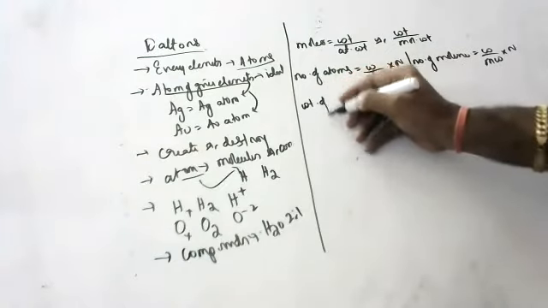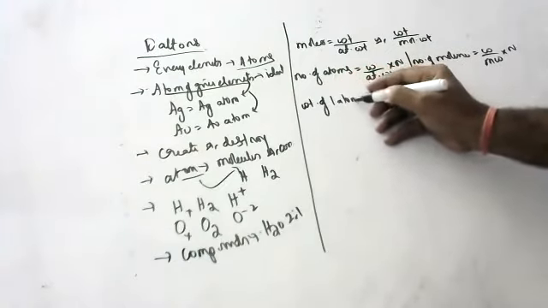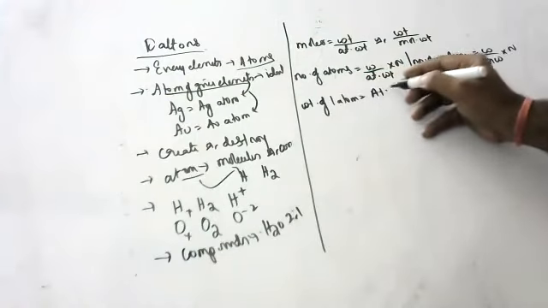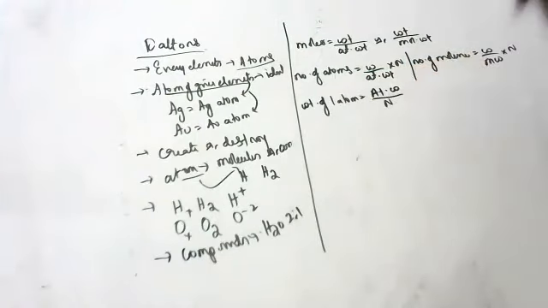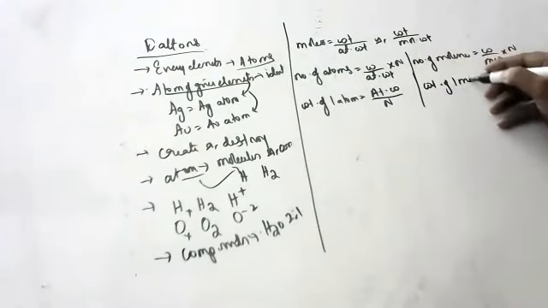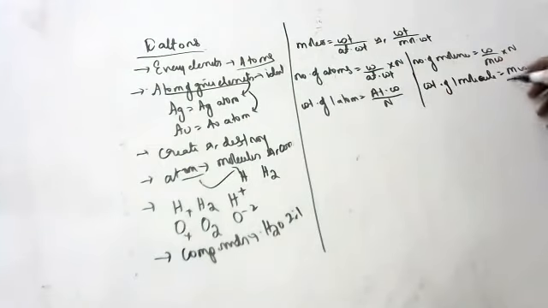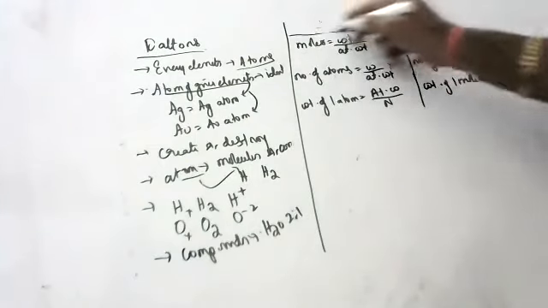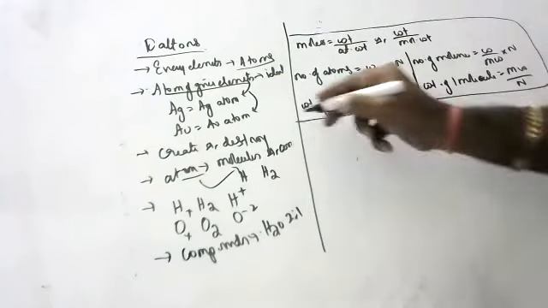Weight of one atom, do you remember, children? Atomic weight by Avogadro number. Weight of one molecule, do you remember? Molecular weight by Avogadro number. If you can remember these five formulas, children, over this entire lesson you can do.